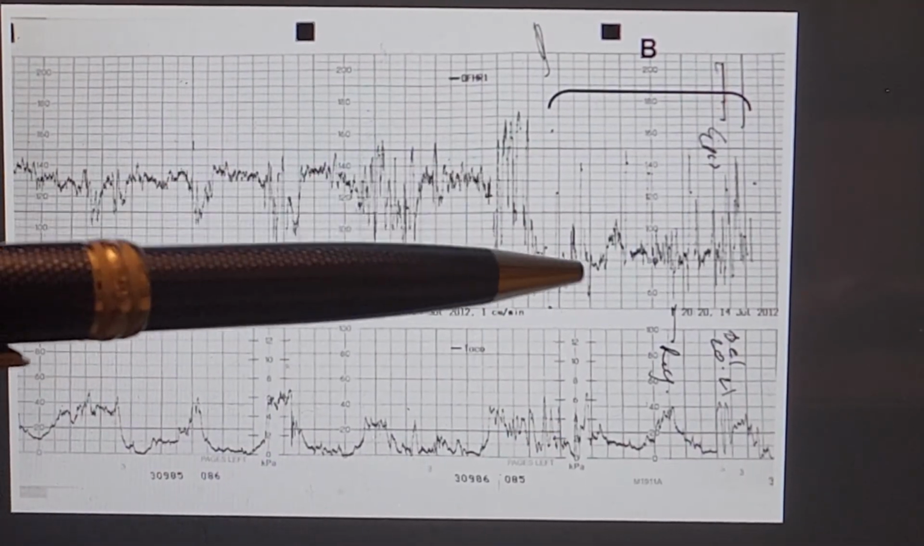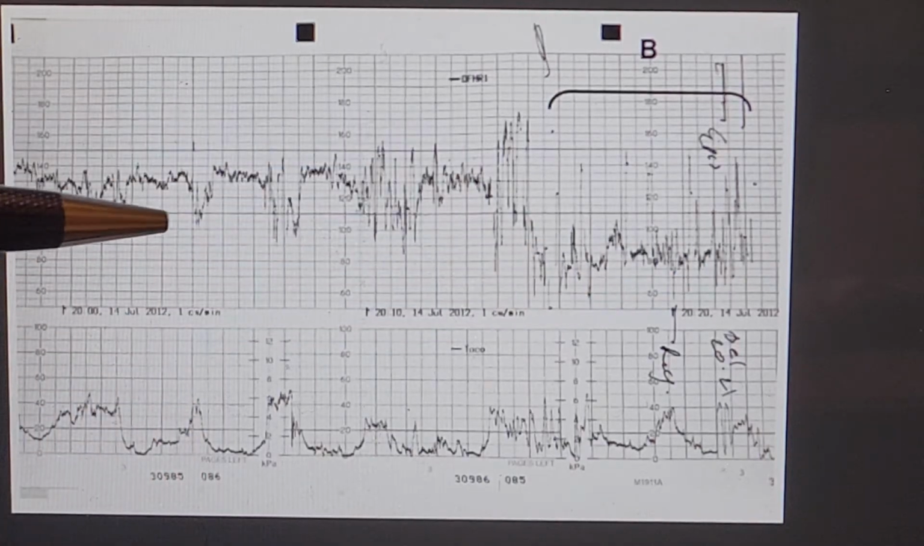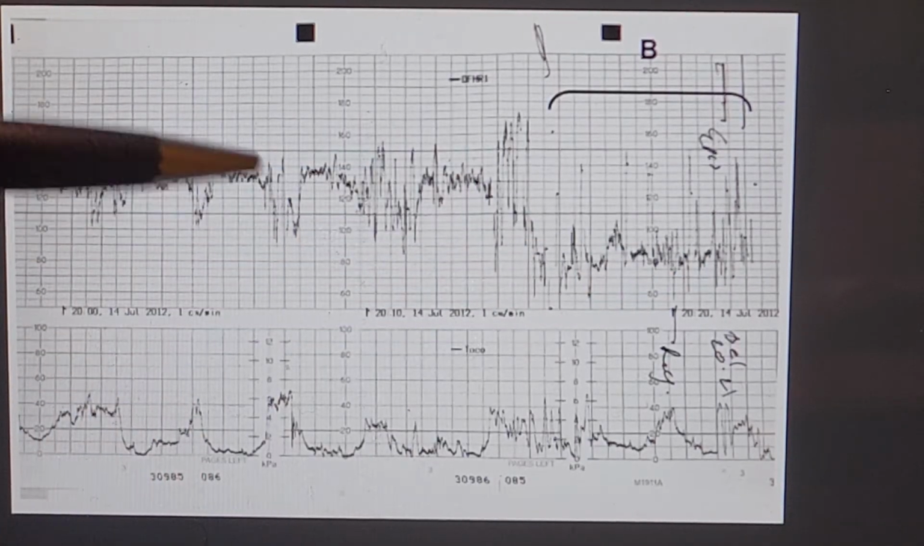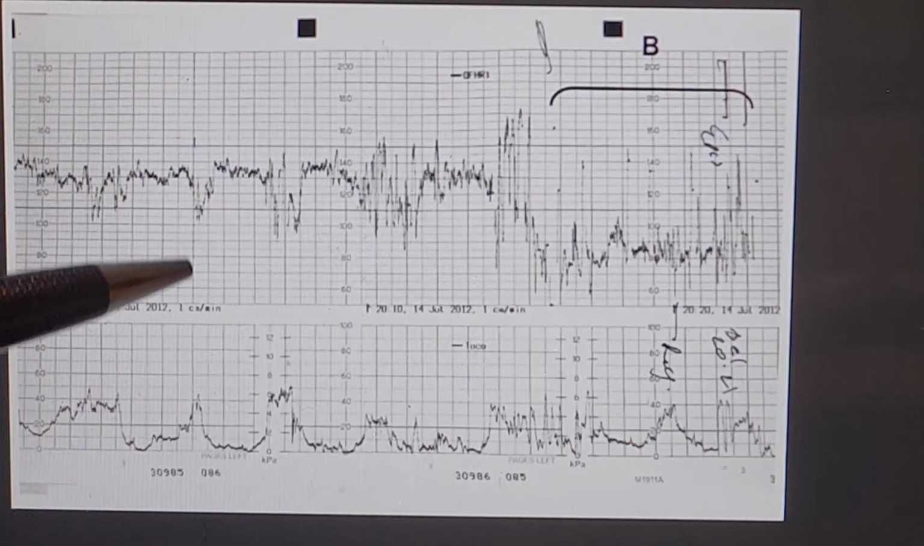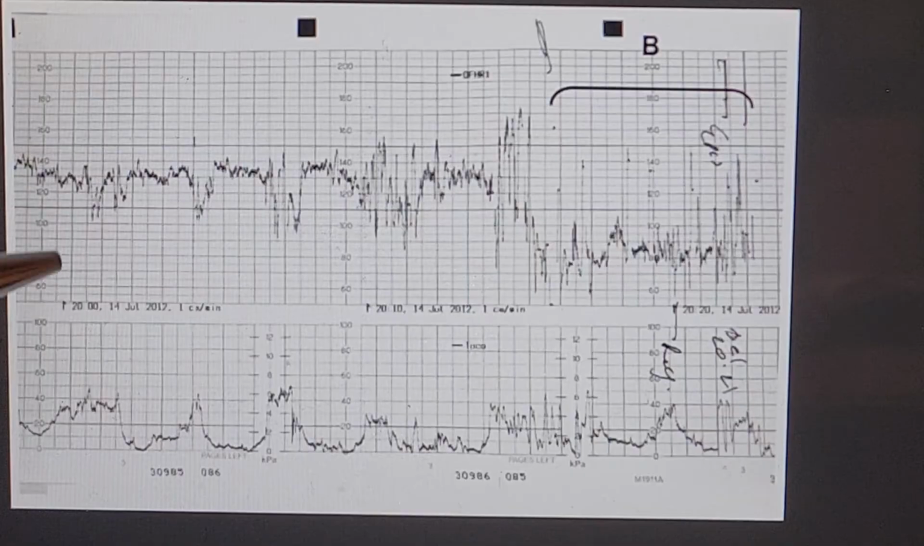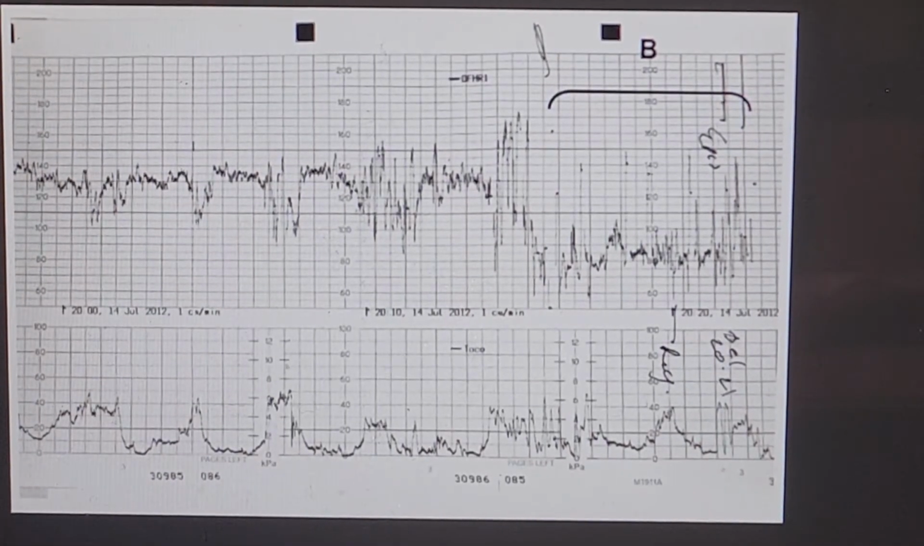This is a real deceleration, so forget about this one, but I'm talking about this deceleration, which is a V shape and has nothing to do maybe with the contractions. This one is correlated with the contraction, this one also, but in general we consider it as cord compression, which is not very worrying.